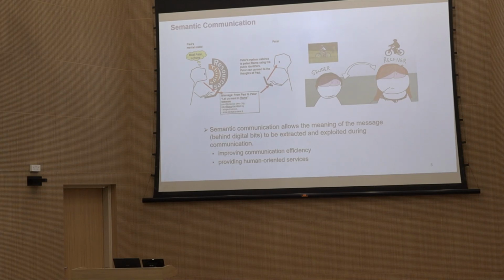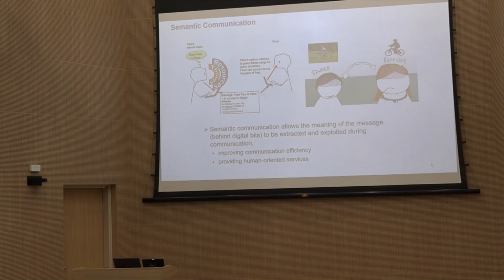Peter, once he receives the message, the system will match to Peter that Rome, by using the public identifier, Peter can connect to the thought of Paul that Paul wants to meet Peter in Rome, which is a city in Italy.